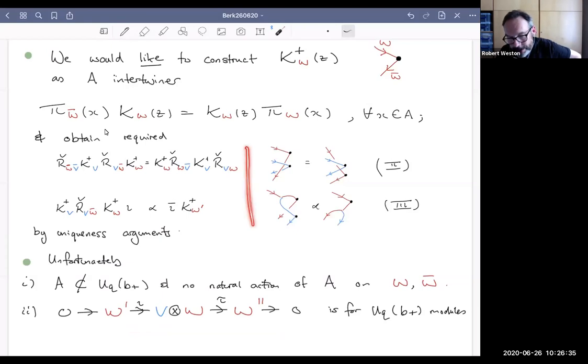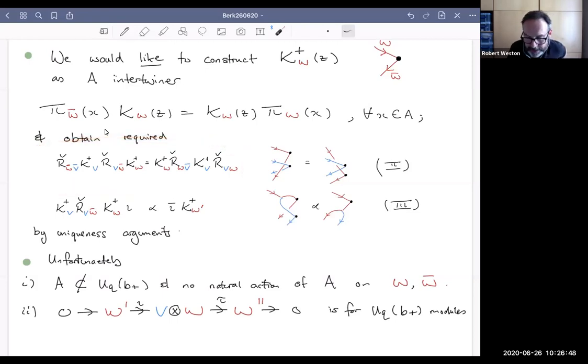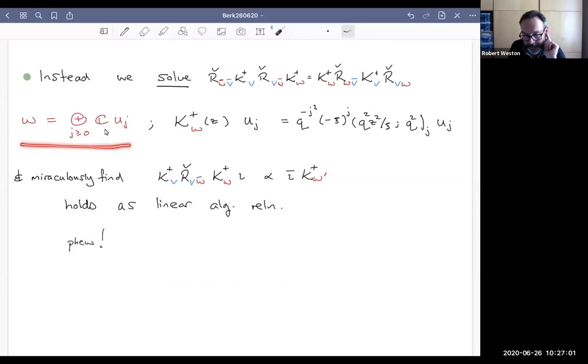So I need to get these relations out. I need to find a K_W that satisfies these two relations by other means. So what I do is I just, by brute force, solve the first relation. Okay, but I can do that because it's still a linear relation for K_W, because everything else in here is known. So what do we do? We solve this explicitly. And just in case you want to know what it is, my W is an infinite dimensional representation, and it's a pretty nice thing. It's a diagonal object, and there I have some q-Pochhammer symbols coming in. So this has J terms in this product.